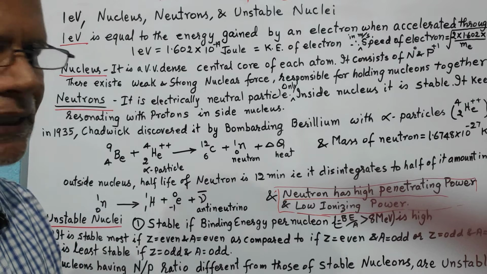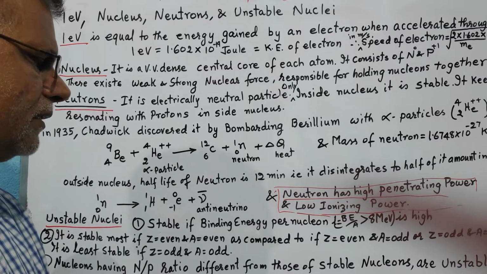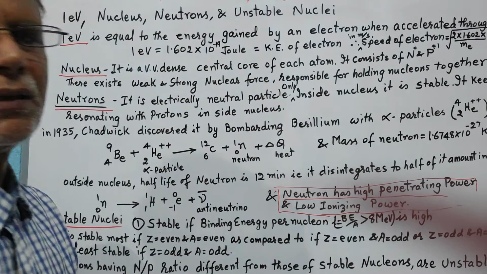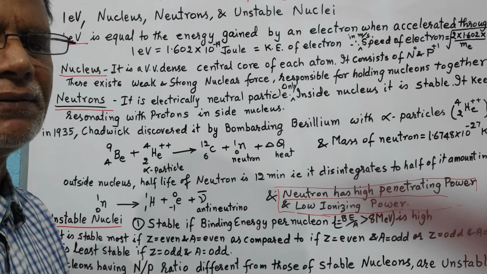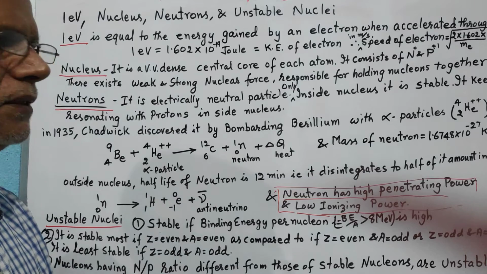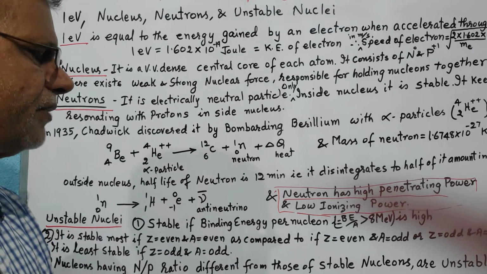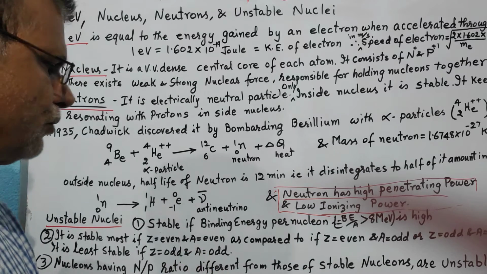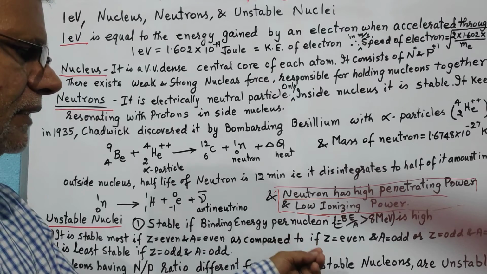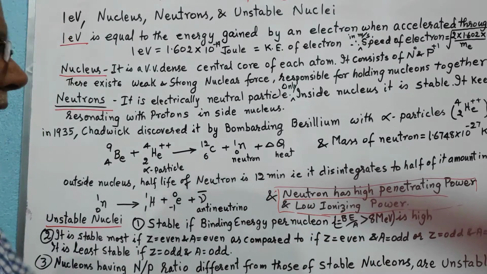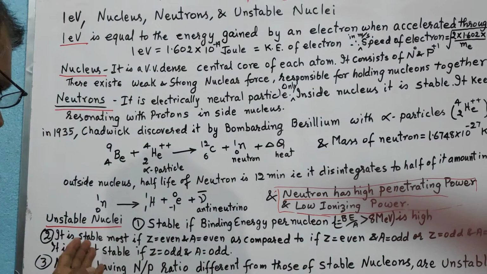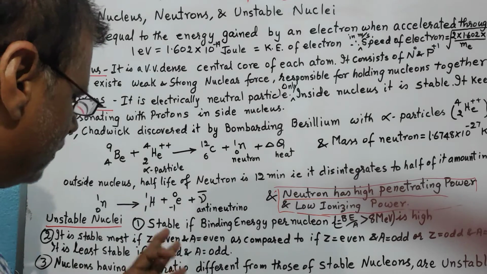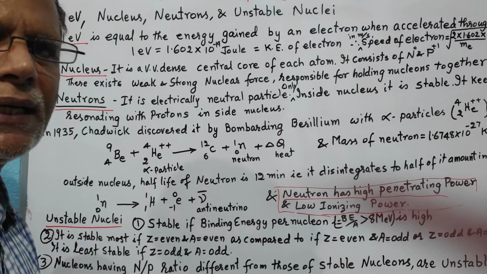Now those nuclei are most stable if the atomic number and atomic mass number of the nucleus are even. If both Z and A are even, then the nucleus is stable. It means it does not disintegrate very easily without any external cause forcing it to disintegrate, as compared to those nuclei in which Z is even and A is odd, or Z is odd and A is even. The least stable nuclei are those in which Z is odd and A is also odd.